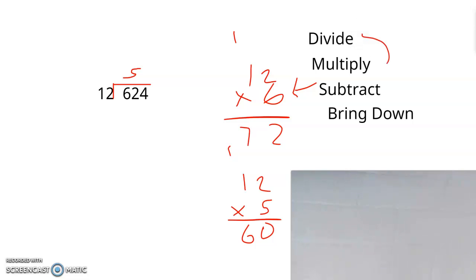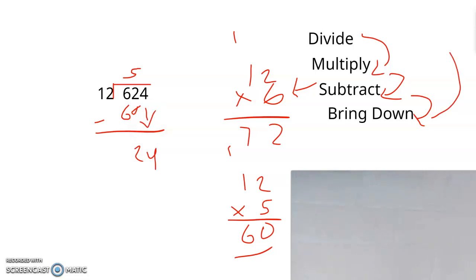All right, now we're going to multiply. Once again, we're multiplying 5 by that 12. 5 times 12 is 60. We've already done that. We did that right here. And then we subtract. 62 minus 60 is 2. And then we finish out this part by bringing down the 4.